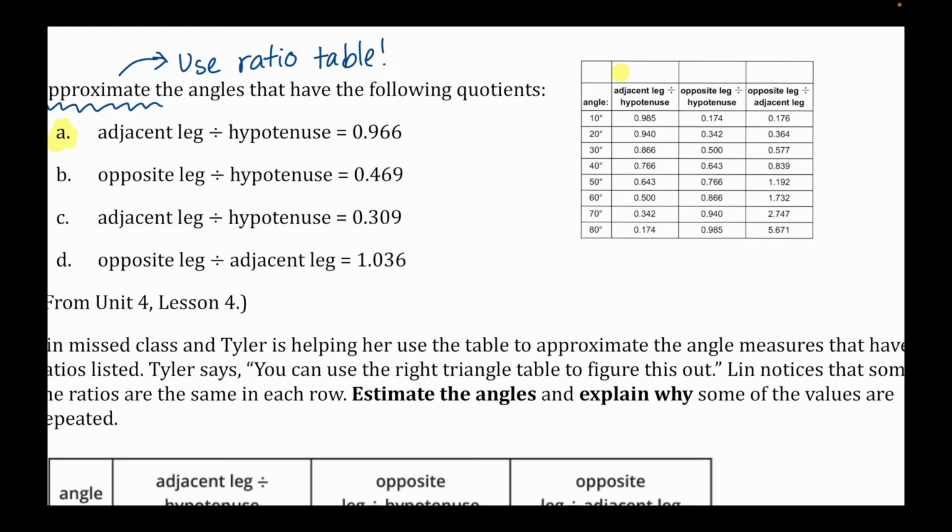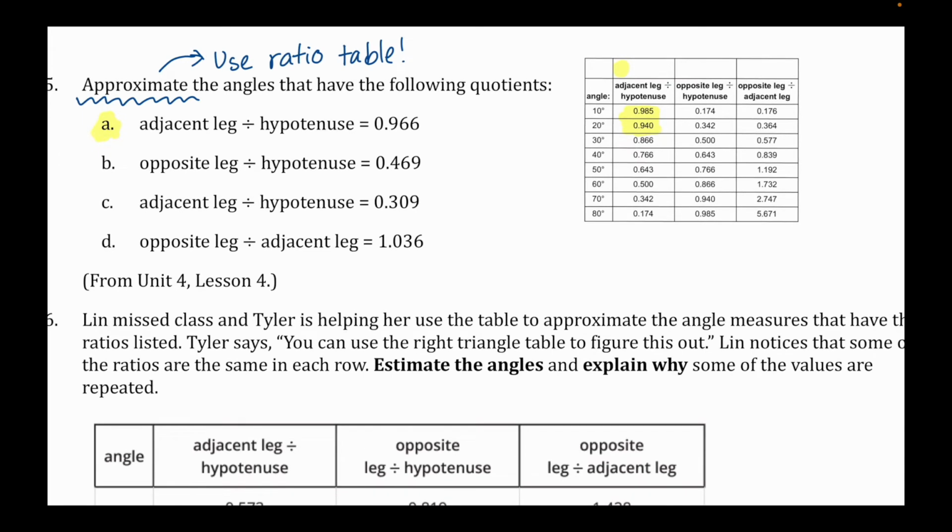0.966. So I see that it is between these two right here, 0.98 and 0.94. So somewhere between 10 and 20. And 0.966 seems about halfway in between. You can do the average of these two if you want to find what the halfway distance is by adding them up and dividing by 2. Or you can just kind of eyeball it. This looks about halfway, so I would say approximately, I'm just going to say approx 15 degrees, because that looks like it's between 10 and 20.